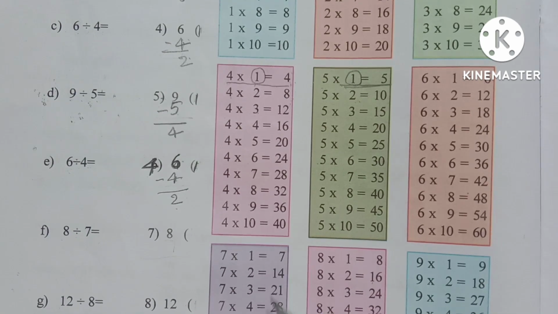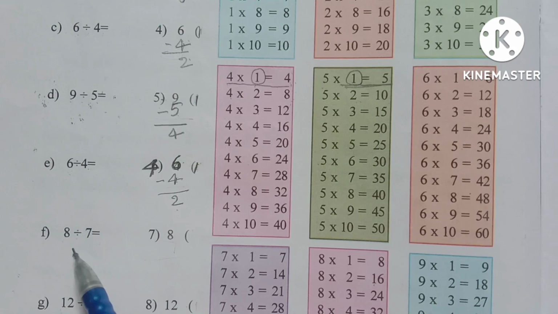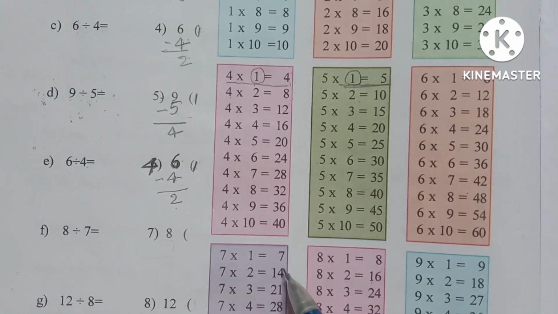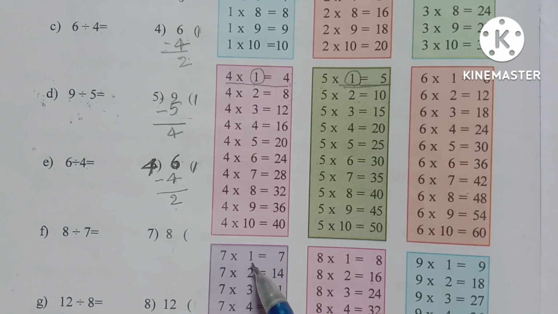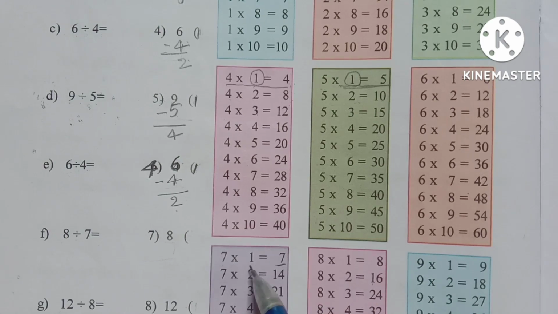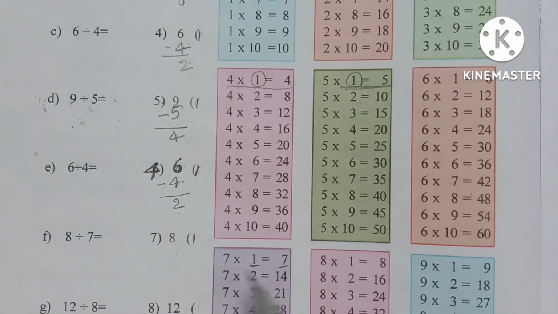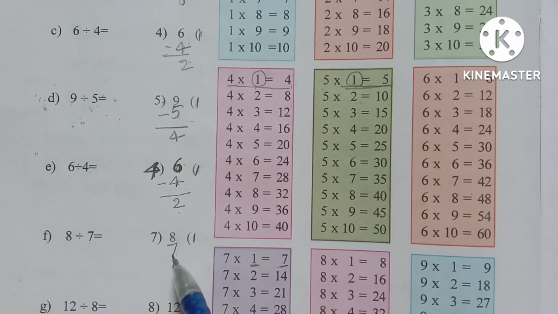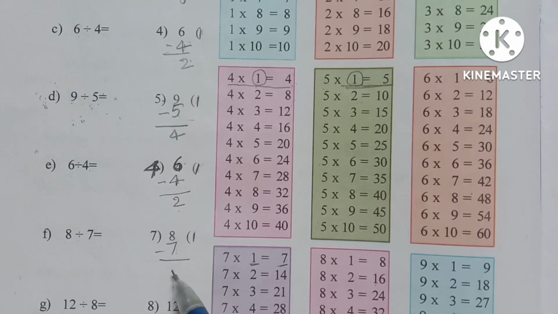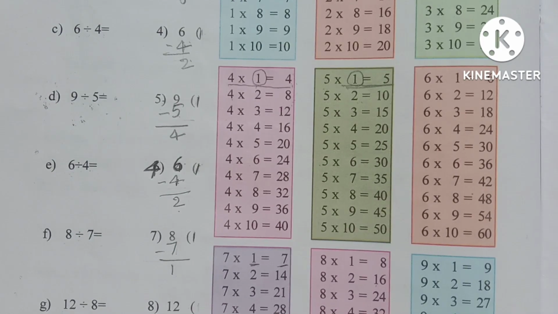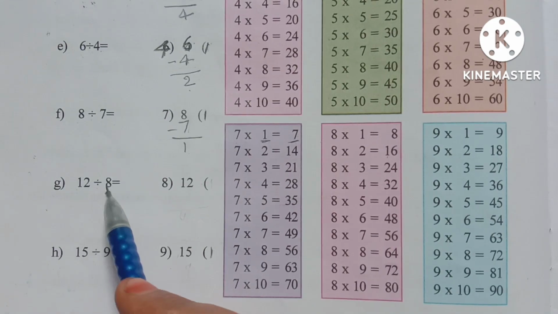We have to observe the 7 table till we get the number 8. There is no number 8 here. So we have to take only 7 ones are 7. So write 1 in the quotient's place and write 7 under 7. Then subtract 7 from 8, we get 1. This is the remainder. Next G, 12 divided by 8.